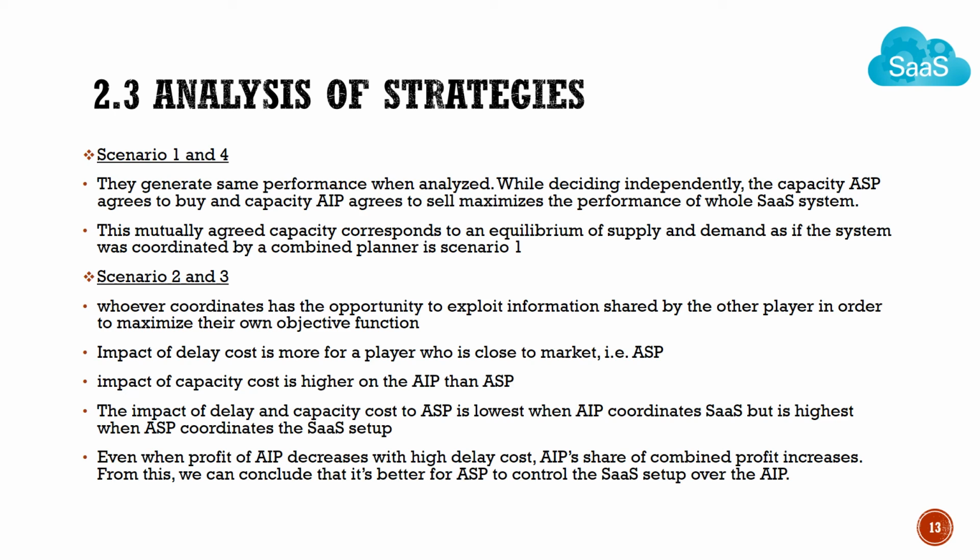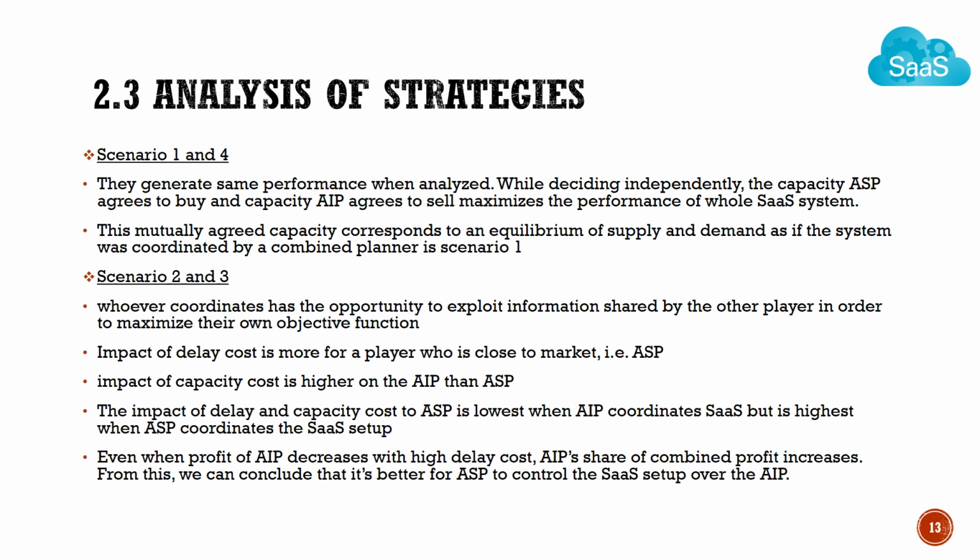In case the AAP or ASP coordinates the SaaS, whoever coordinates has an opportunity to exploit the information shared by the other player in order to maximize their own objective function, for example, their profit. So the impact of delay and capacity cost to ASP is lower when AAP coordinates SaaS, but it will be highest when ASP coordinates the SaaS setup.